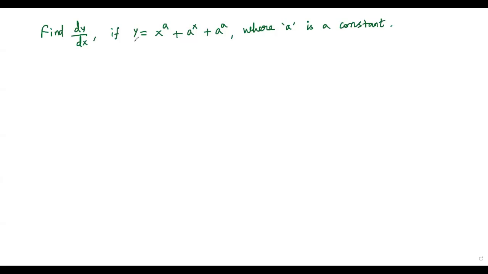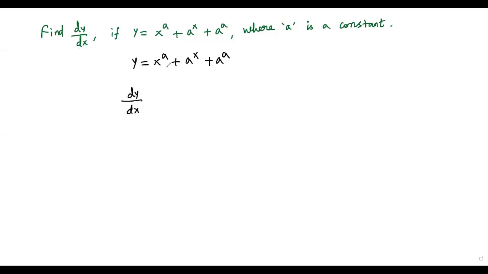So we have to find the derivative of the given function with respect to x, because we have dx in the denominator over here. Okay, let me write the given function as it is. That is, y is equal to x to the power a plus a to the power x plus a to the power a. When I find the derivative of this y with respect to x, I'll be getting dy over dx.